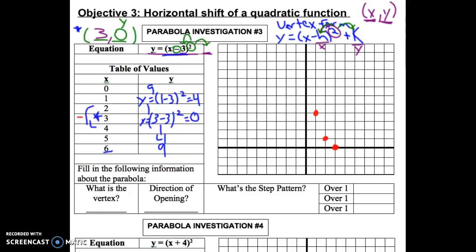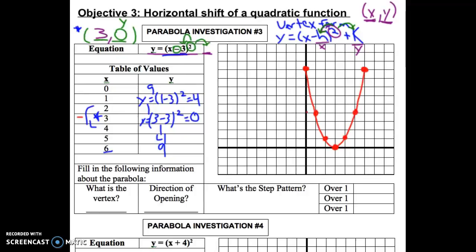1, 2, 3, 4, 5, 6, 7, 8, 9. So there's the first piece. Second piece, over to 4, up to 1. Over to 5, up to 4. Over to 6, up to 9. And there is my parabola.